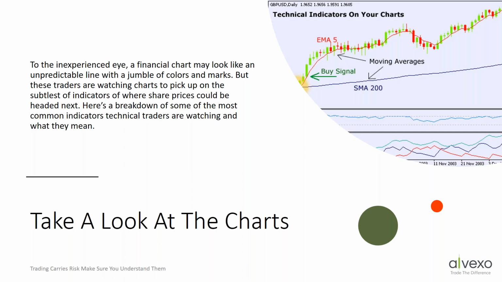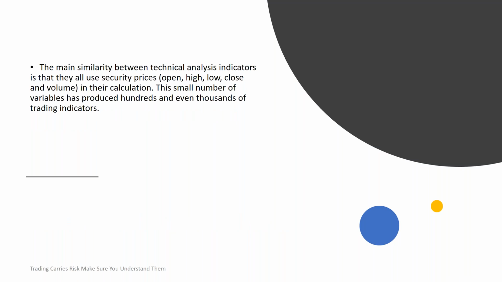Now, you find all of this, whether it's price action, a type of chart, or candlesticks, with technical analysis, you'll find this on your charts. To an inexperienced eye, a financial chart may look like an unpredictable line with jumbles of colors and marks. But these traders are watching charts to pick up the subtlest of indicators and where share or asset prices could be headed next. So let's take a look at the breakdown of the common types of technical indicators that traders are looking for and watching for.